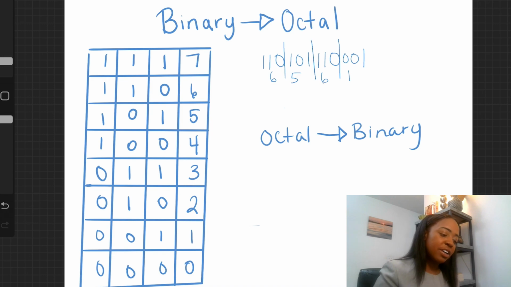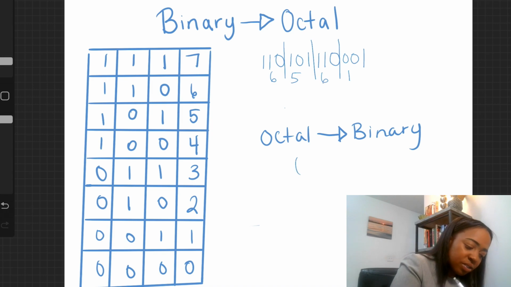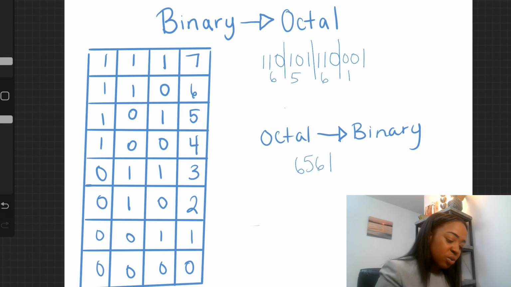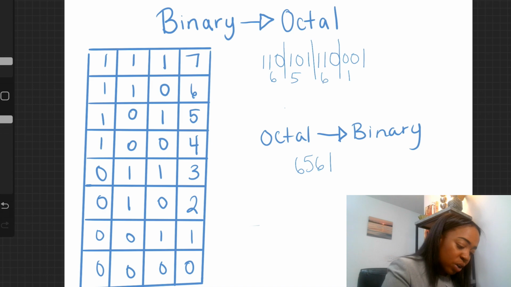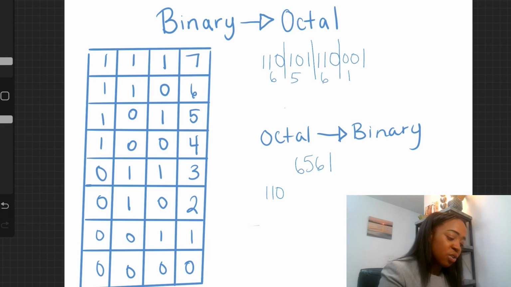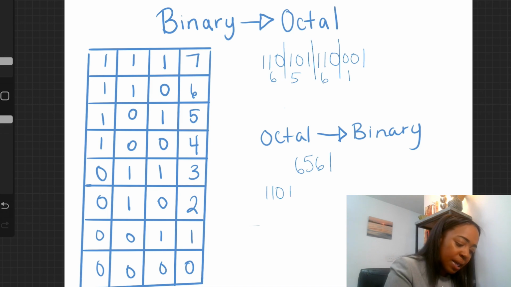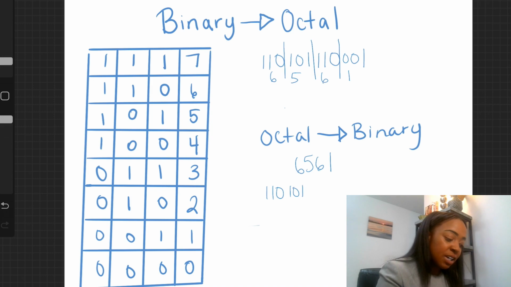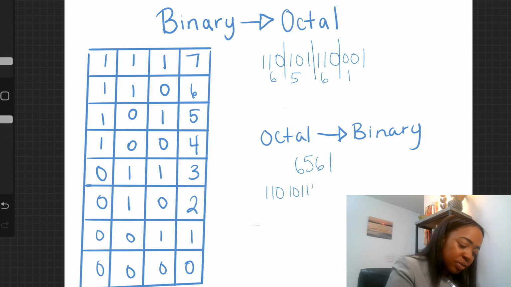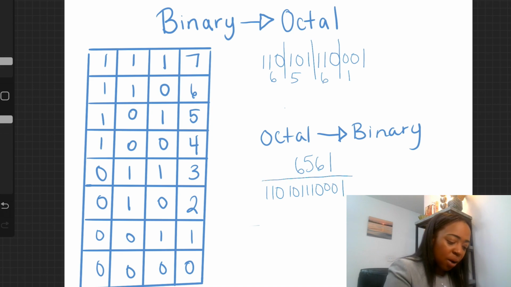For octal to binary, we would just take a number, let's say 6561 once again. Then we would look at our octal table, in which, if we look at 6, we'll write 110. We look at the number 5 with 101 next to it, that's what we'll write. 6 again, which is 110, and then 1, which is 001. And that's how we find our octal to binary conversion.